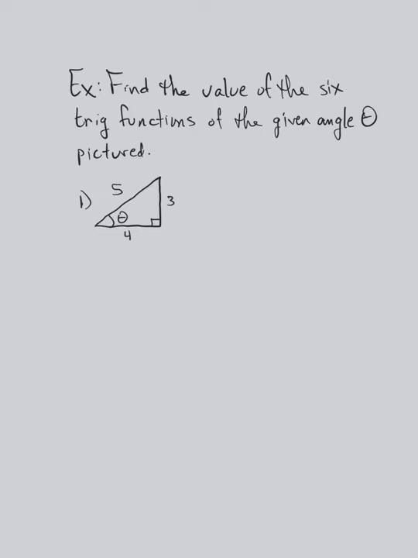Anyway, to get started, we're trying to find the value of the six trigonometric functions. So we need to say what the cosine of theta is, what the sine of theta is, what the tangent of theta is, and then the other three would be the secant of theta, the cosecant of theta, and the cotangent of theta. Now remember, the cosine is the adjacent over the hypotenuse. And so we need to identify what these sides are.